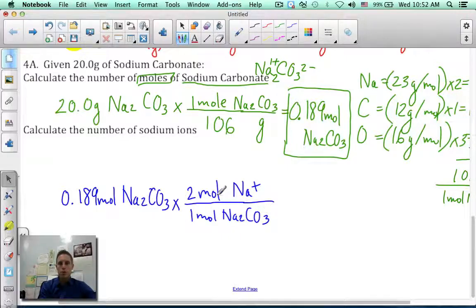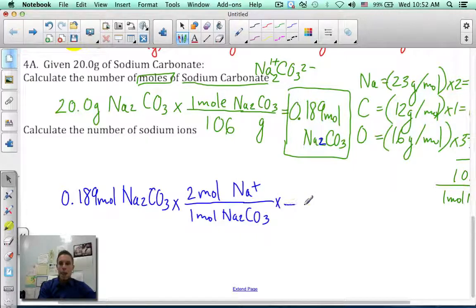Why are there 2 moles of sodium ion for every 1 mole of sodium carbonate? Because there's 2 sodiums for every 1 sodium carbonate. Just like if I asked you how many oxygen atoms there are, I would have put a 3 here, and I would have said 3 moles of oxygen atoms. But here I'm doing sodium ions.